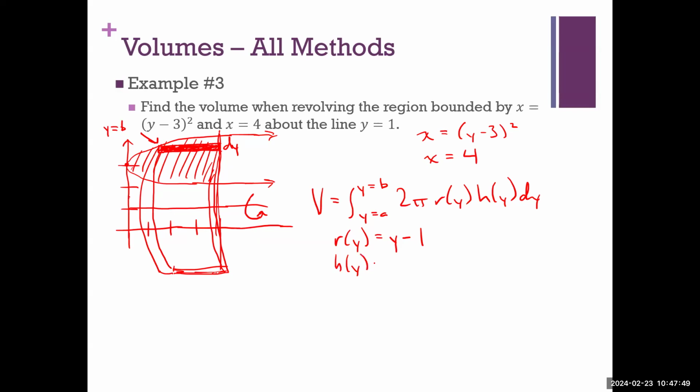What's the height of these rectangles? Y minus 3 squared. Is that enough? It should be 4 minus that. So let's write that down and let's talk about why the height and the radius are what they are. Why is the height not just y minus 3 squared?